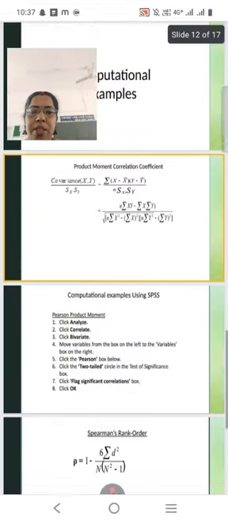Next, formula. The product moment correlation coefficient. r = covariance of xy divided by sx sy, which is equal to summation of (x minus x bar) into (y minus y bar) divided by n into sx into sy. That is, r = n into summation xy minus summation x into summation y, whole divided by the square root of [n into summation x squared minus (summation x) the whole squared] into [n into summation y squared minus (summation y) the whole squared]. This is the product moment correlation coefficient.